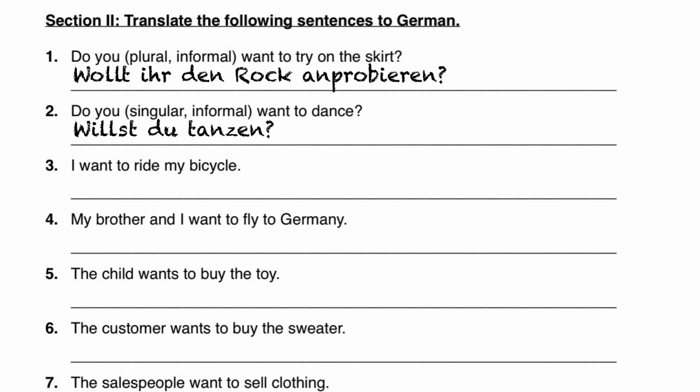Ich is the German word for I, so obviously we start with that. Then we have to have want, which would be the ich form of wollen, which would be ich will. My bicycle, mein Fahrrad, and the word to drive or to ride, in this case fahren. Ich will mein Fahrrad fahren. I want to ride my bicycle.